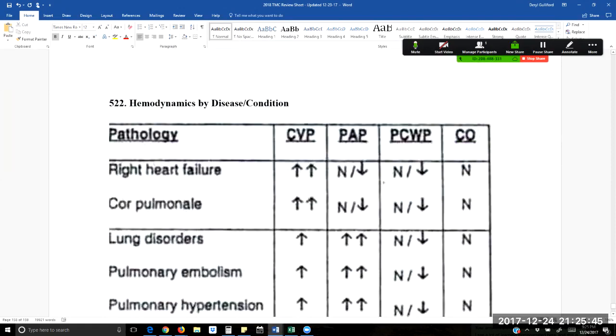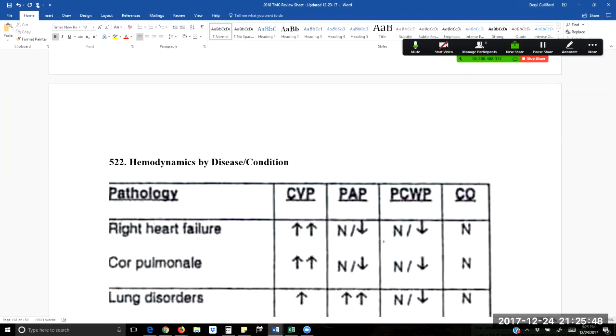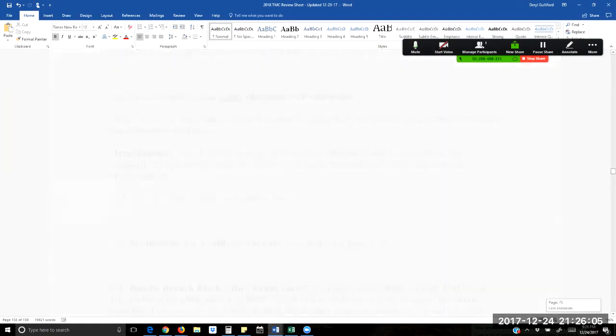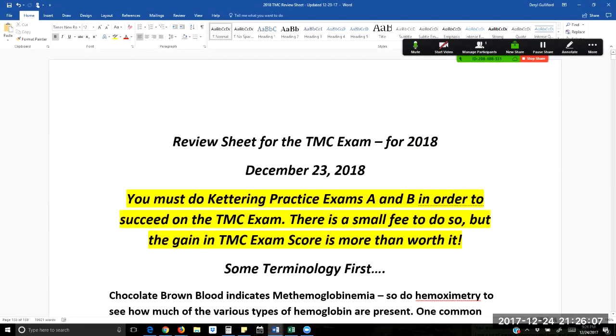Okay, folks, our review sheet is up to 522 items. Wow. So know these items and your performance on the TMC exam will significantly improve. I actually had a student come back last week and say that this review sheet was the reason that she passed the test. And she passed at the high cut score. So hopefully you are making the most of these review sheets and their videos that go with them.